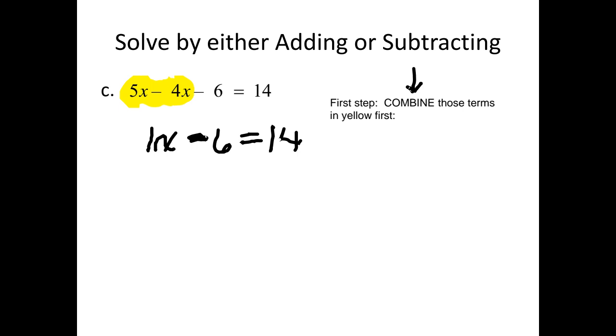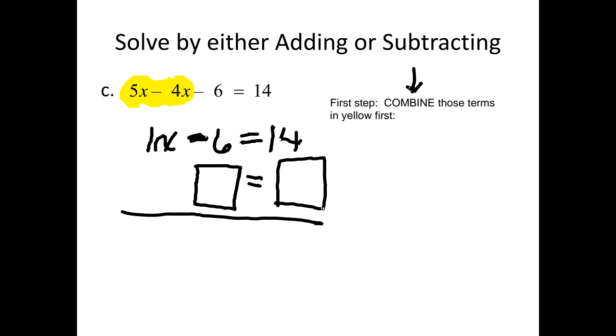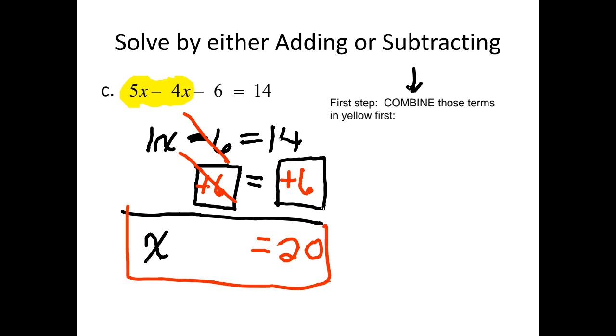Now, block method. I have to put something below the -6 and something on the side underneath 14. But this x, 1x, just comes down. I am going to add 6 to both sides. This is canceling out, leaving me with my value of 20. And use block to finish.